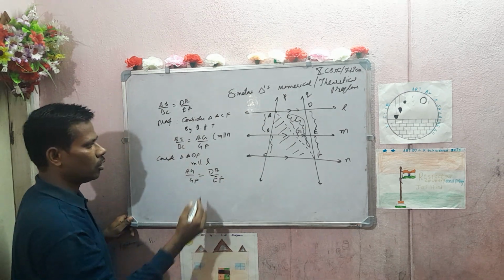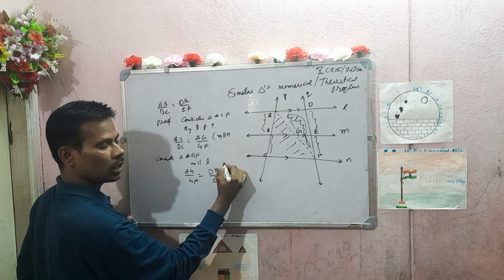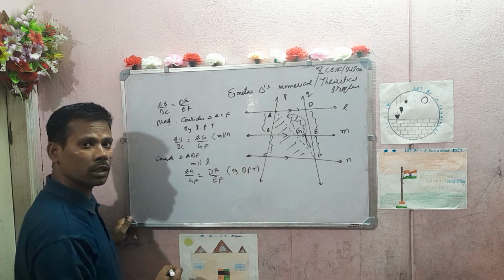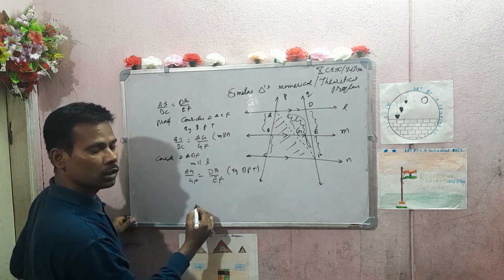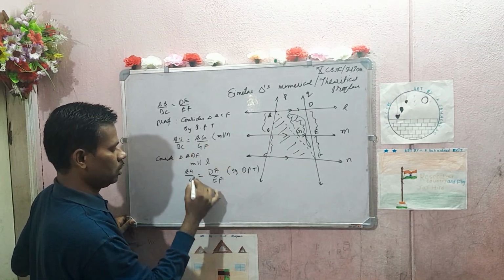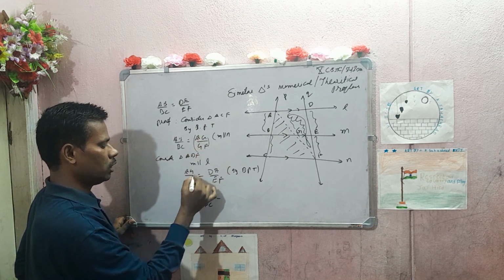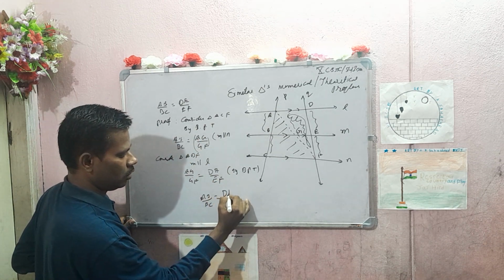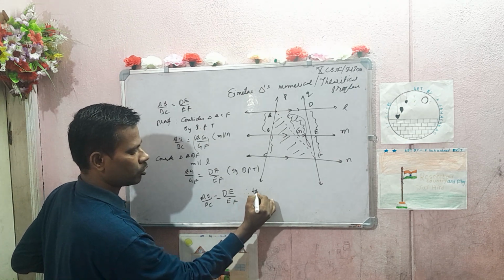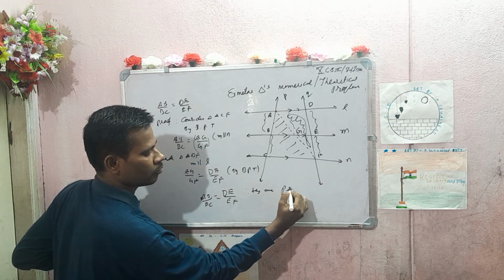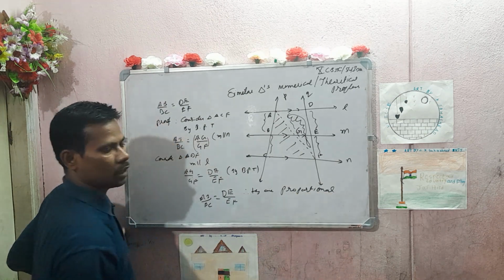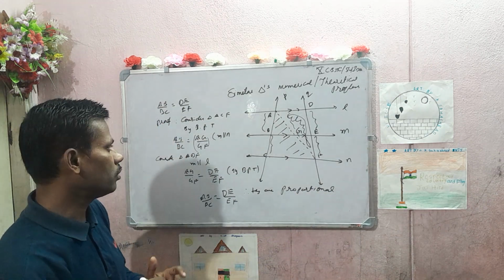Now mark this, you can write here by BPT, basic proportionality theorem. Now combine these two: AB by BC is equal to, in place of AG by GF, we can write DE by EF. Therefore, they are proportional. That's it. Hence the theorem.